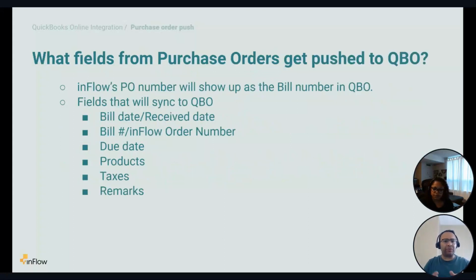So let's talk about the fields. So again, similar to SOs, what fields from POs get pushed over to QBO? Again, not going to read the whole slide to you there. There's a few fields there. The inFlow PO number will show up as the bill number in QBO. And then we've got various fields that sync over as well. So it's just the bill number or the inFlow order number, the due date, products, and taxes. And I just realized I ended up reading you the list anyway. It's a short list. So there we go.